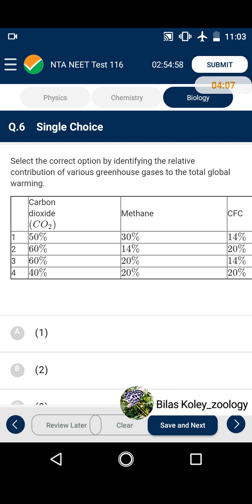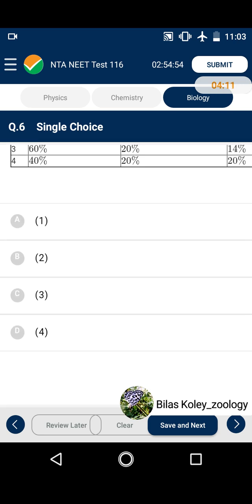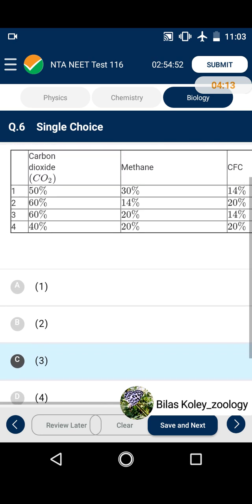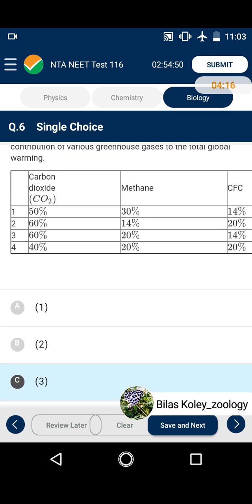For question number 6, the right option will be option C. That means carbon dioxide in the concentration of 60%, methane 20%, and CFC 14%.